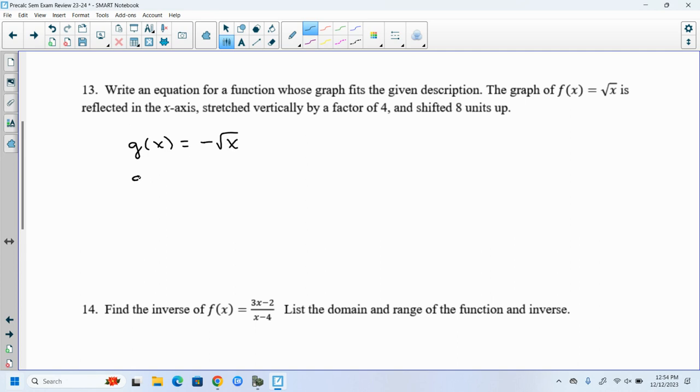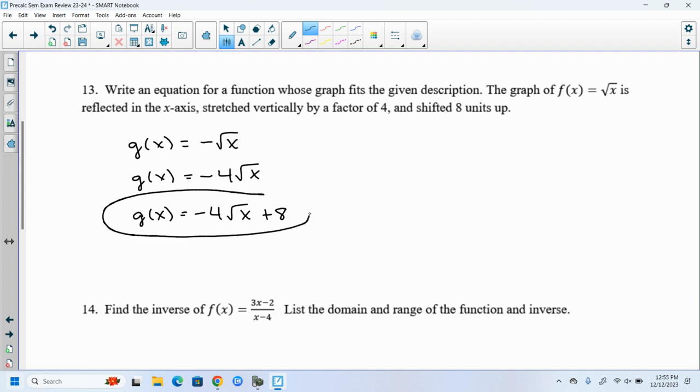Stretch vertically by a factor of 4. Okay, with the vertical, that means it goes outside the operation, and so that is going to be -4 square root of x, and then shifted 8 units up, so I get g of x equals -4 square root of x plus 8. Okay, that is going to be our second one, 13.